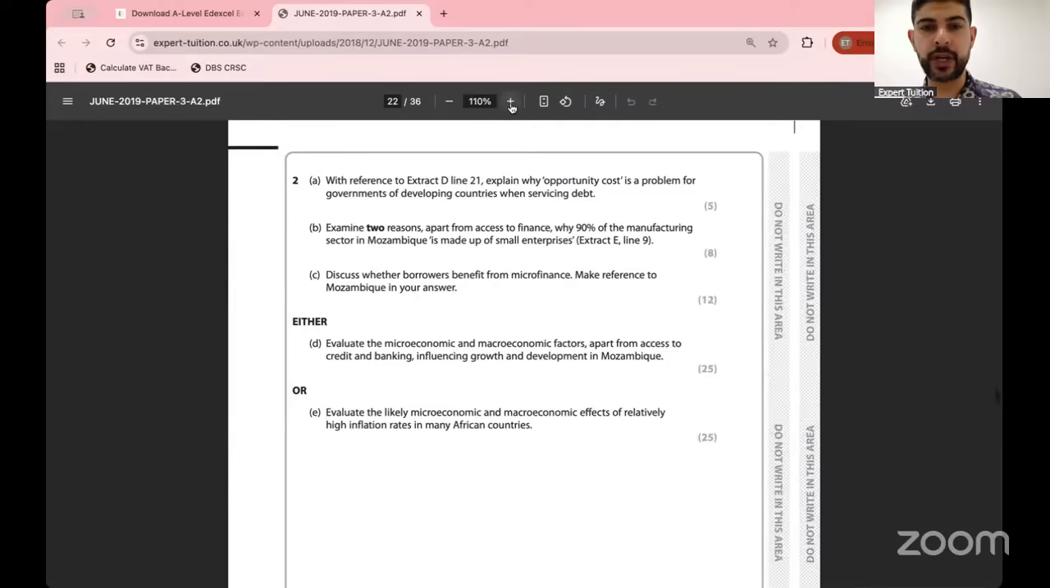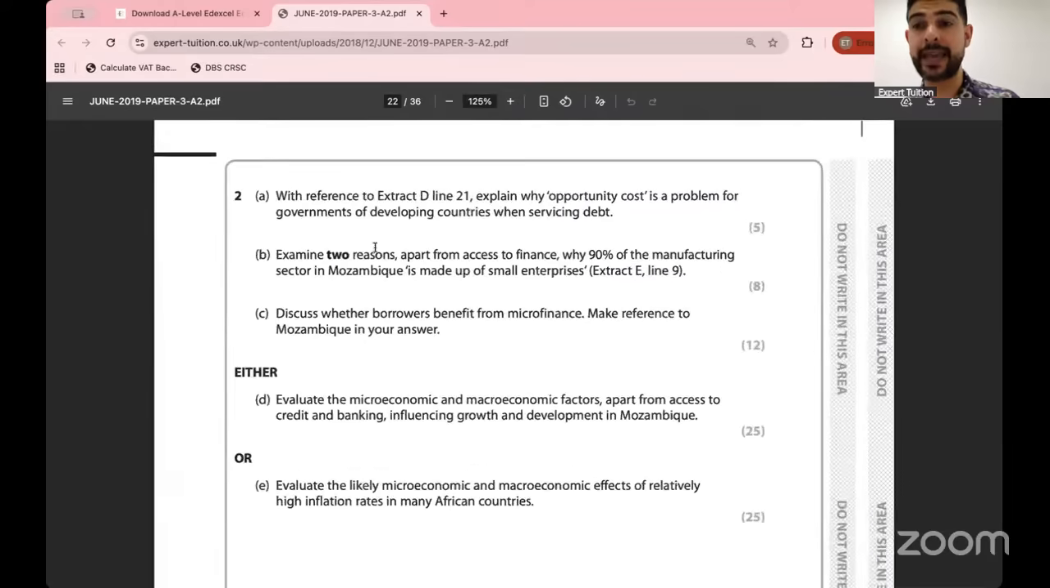I also just want to point you guys in the direction of the 8 marker that we began with. Remember how we said there are two reasons, apart from access to finance, why 90% of the manufacturing sector in Mozambique is made up of small firms. Park that in your mind, because I often talk about how there are clues in other questions that you can then use later down the line, either in a 12 or a 25 marker.